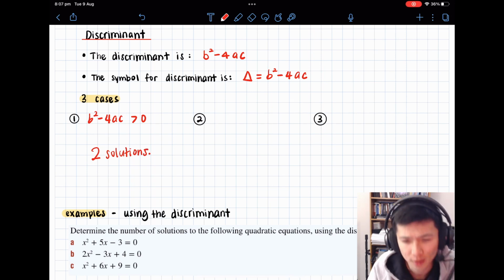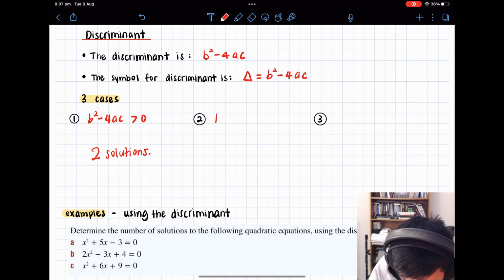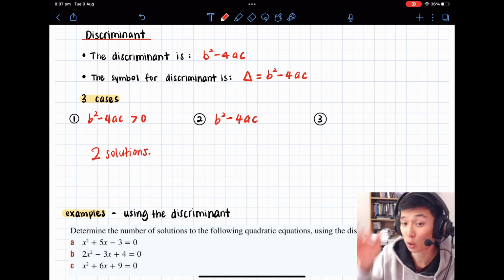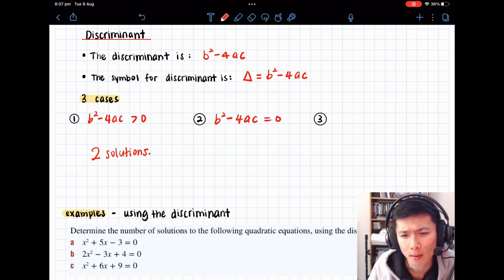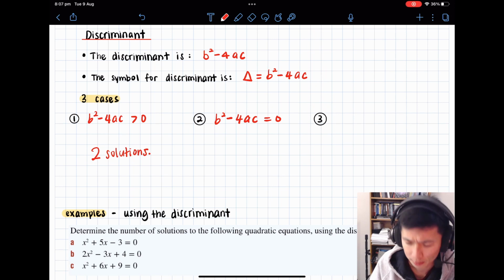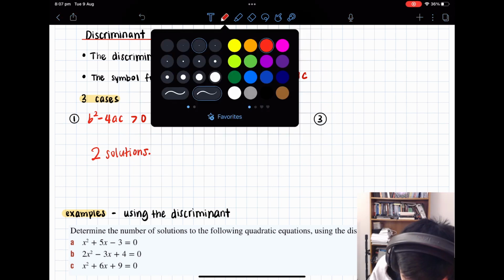Well, okay, sir. I see what you're saying, right? So what happens if the discriminant is, let's say you sub it all in, and instead of getting 12 in the last example, we got 0. Well, what's going to happen? So let's actually do a quick demo.